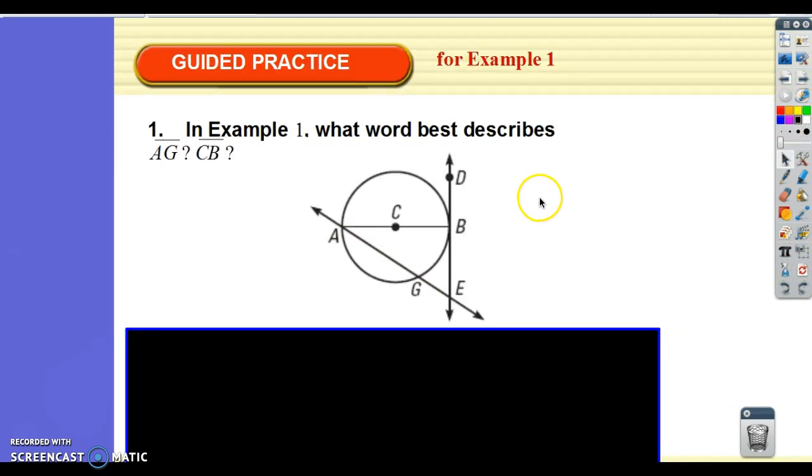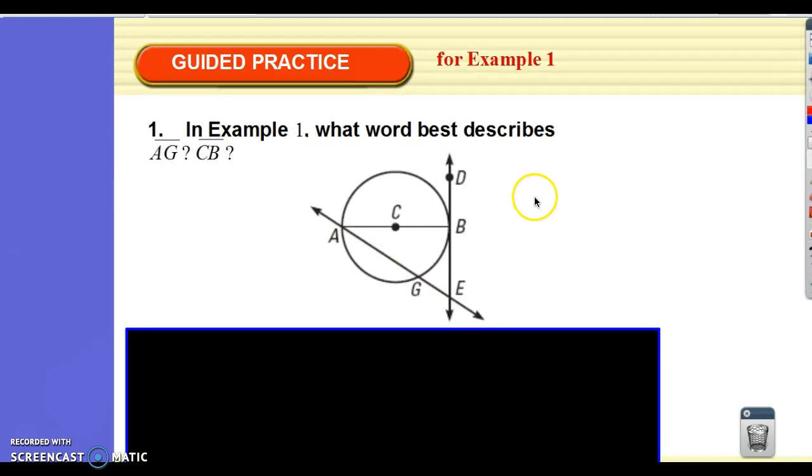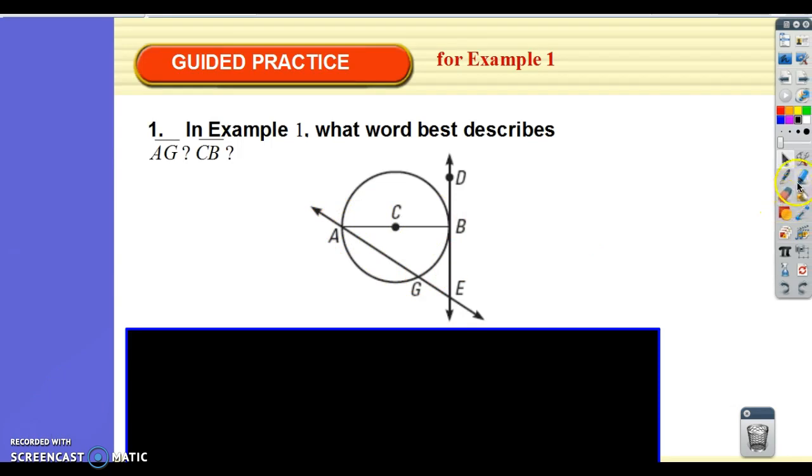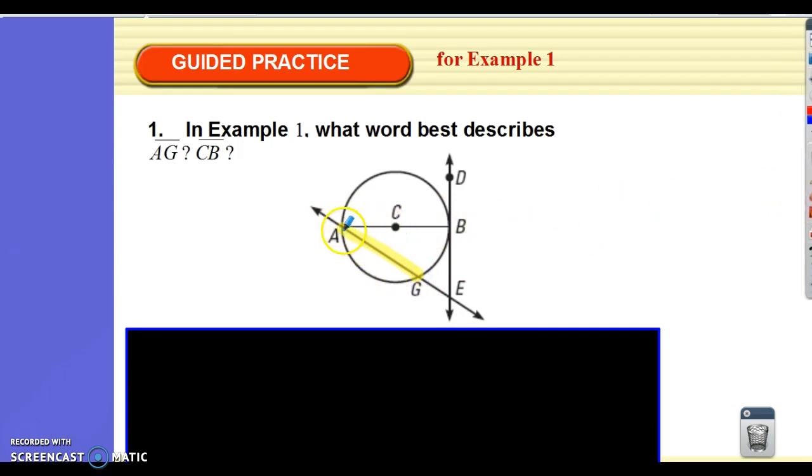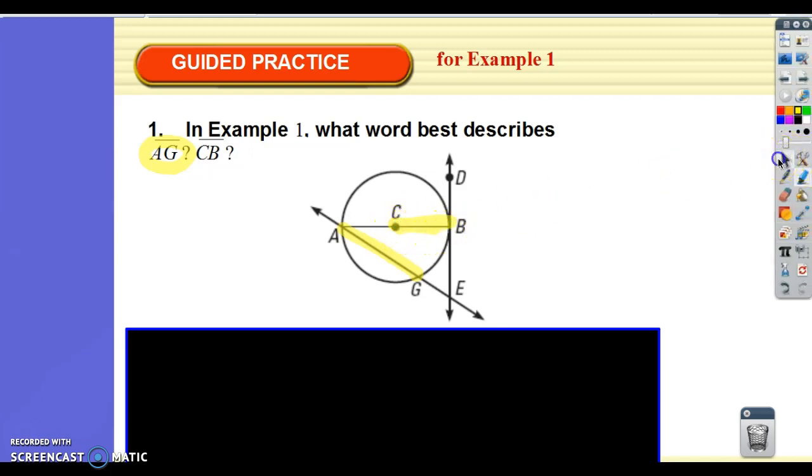In example 1, what word best describes segment AG and segment CB? Segment AG is right here. Segment AG is a chord. It is a chord, not a diameter, because it does not go through the center. And because it's a segment, we know it's a chord. Segment CB is a radius. It goes from the center of the circle to a point on the circle.